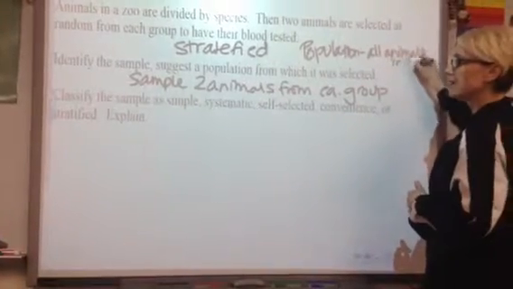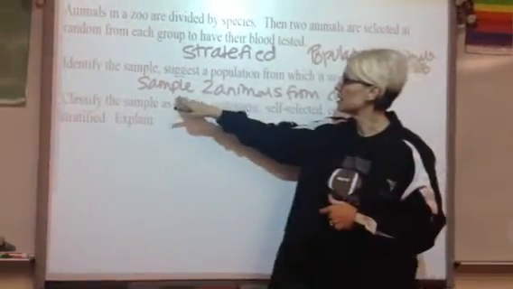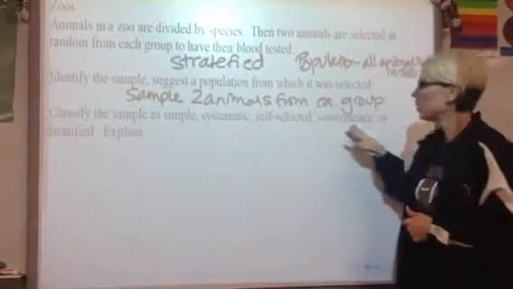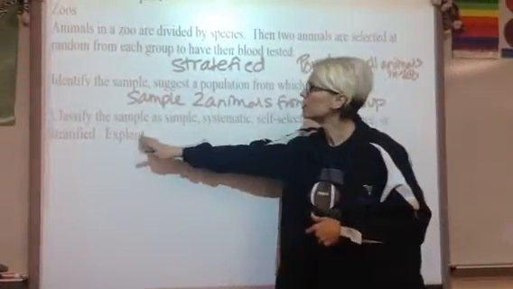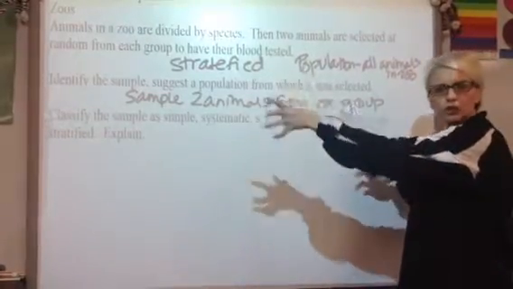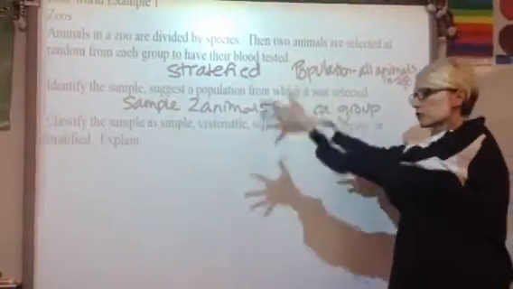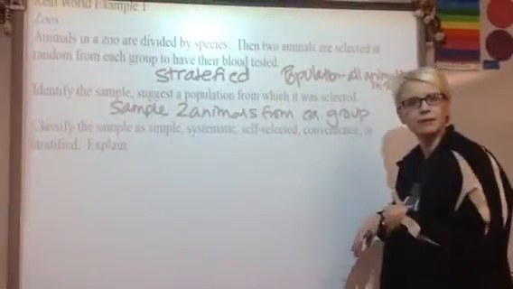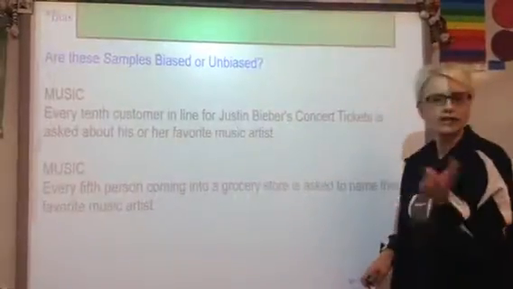Now, we have to decide. This was a stratified sample. It says to explain, well, you could say first they are split up into groups. Stratified means groups. So first they're split up into groups and then a sample is taken from that group. Now you try the example in your notes.